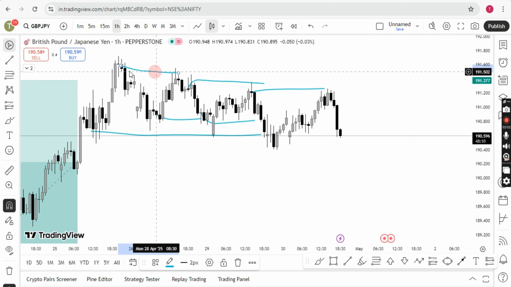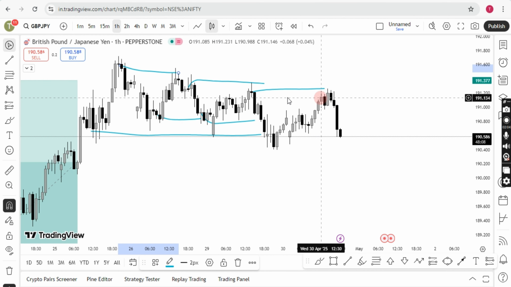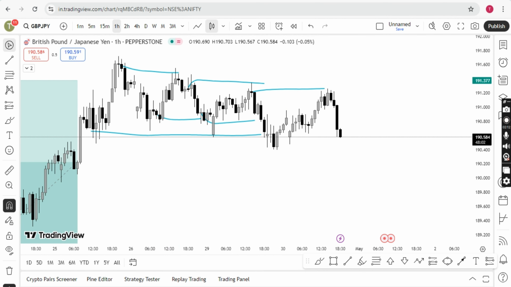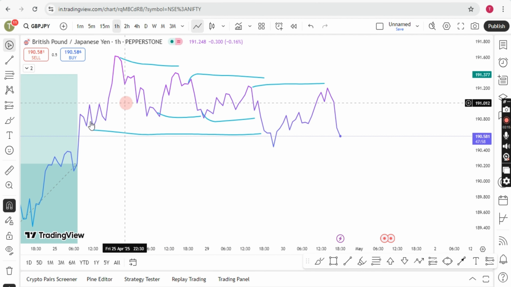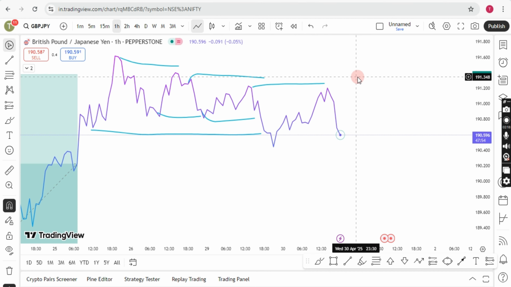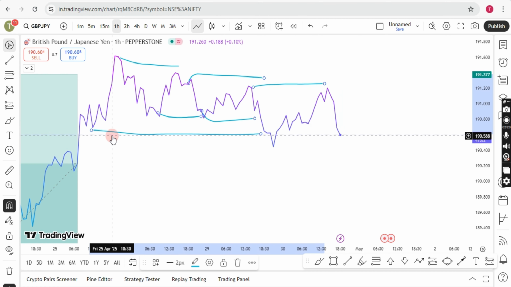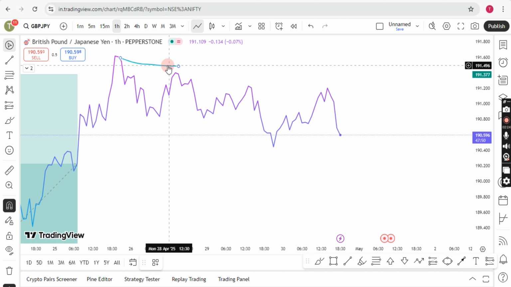And see what has happened here. Now when you come to the candlestick chart, see, exact touch, exact touch, and exact touch, right? Isn't it simple? What you have to do is just shift to the line chart and look for a breakout structure. Now this was an internal breakout structure. Let me remove it first. Yes, this was an internal breakout structure.